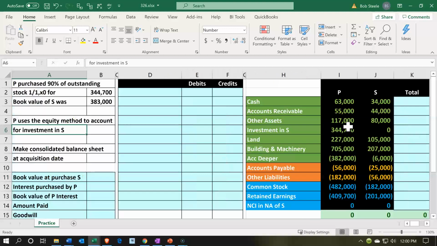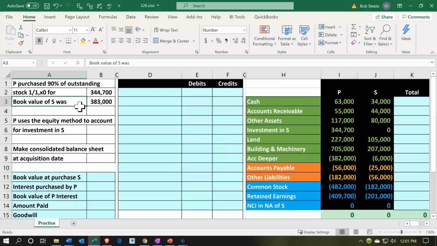P purchased 90% of outstanding stock on 1x0. So the beginning of the year, 90%. Didn't purchase 100%. P is one company, S is the other company. P is purchasing the stock of S. So they purchased for $344,700. We're going to assume cash in this transaction in this process.